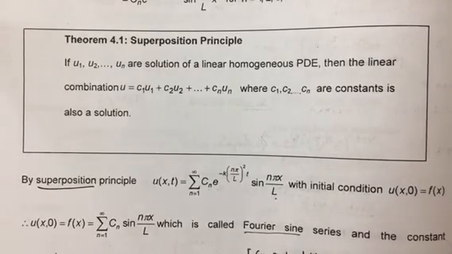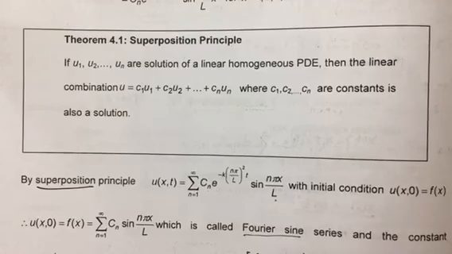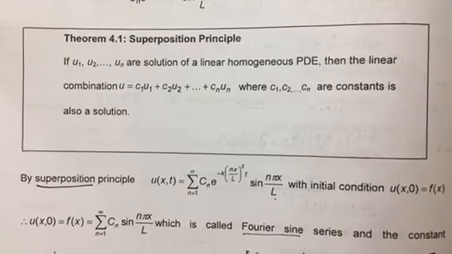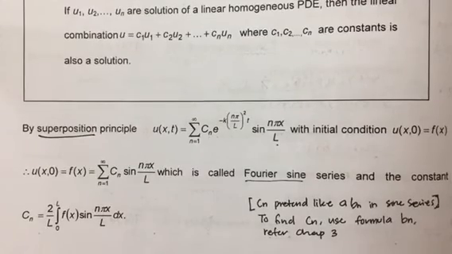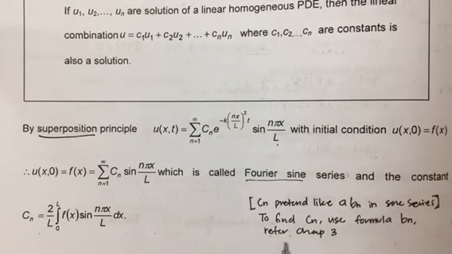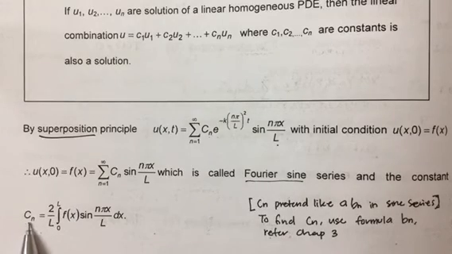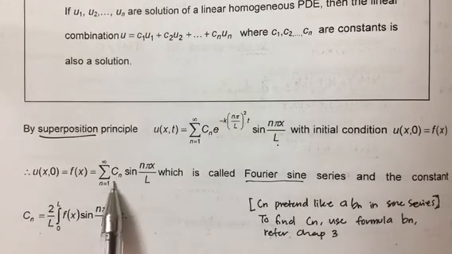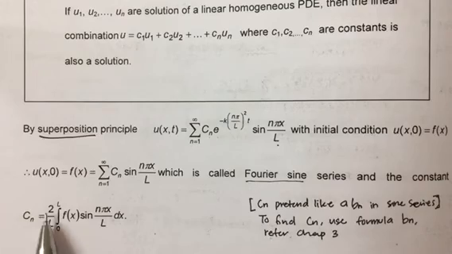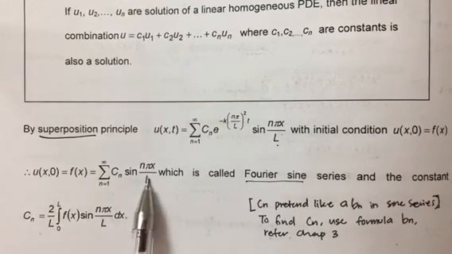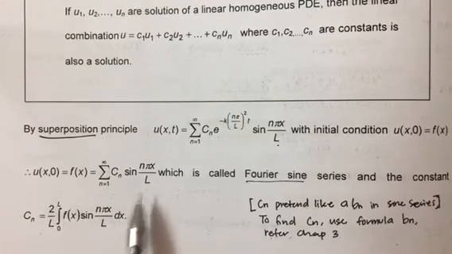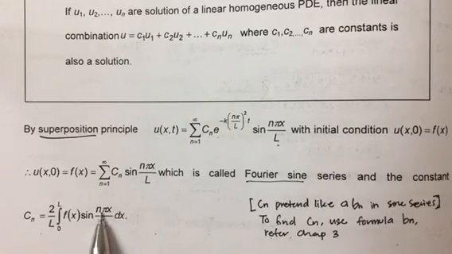Okay, Cn is like Bn in the sine series. To find Cn, use the formula for Bn. You can refer to chapter 3. So we get Cn equal to, to find Cn, we use the formula 2 over L, integral from 0 to L, f(x) sin n pi x over L dx.